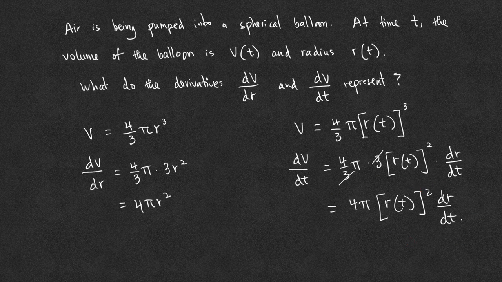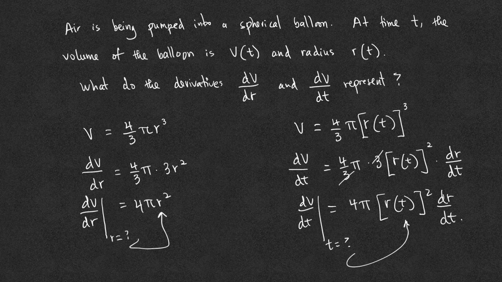The difference between dV/dr and dV/dt is that with dV/dr, we would need to know what r is and plug the radius into r squared. With dV/dt, we would need to know what the time is to plug t into the radius function and then square it. In addition, we also need the quantity dr/dt, which is the rate at which the radius is changing with respect to time.